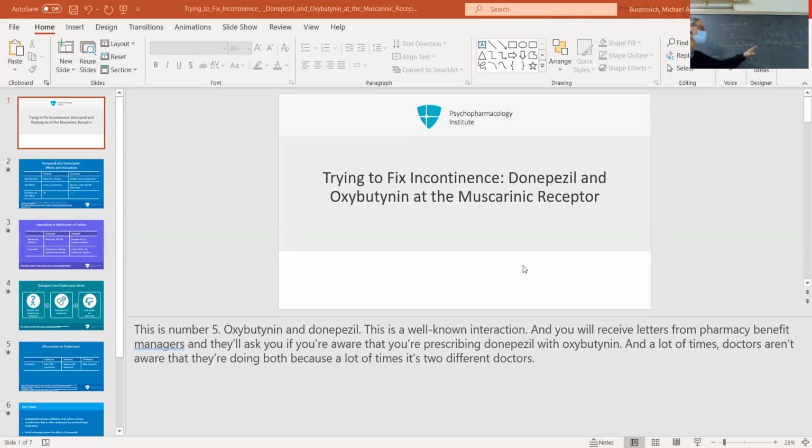By inhibiting this enzyme, a cholinesterase inhibitor, you increase the concentration of this in the brain and you increase cognitive ability. But there's a problem with this drug, and that is some people will experience urinary incontinence.